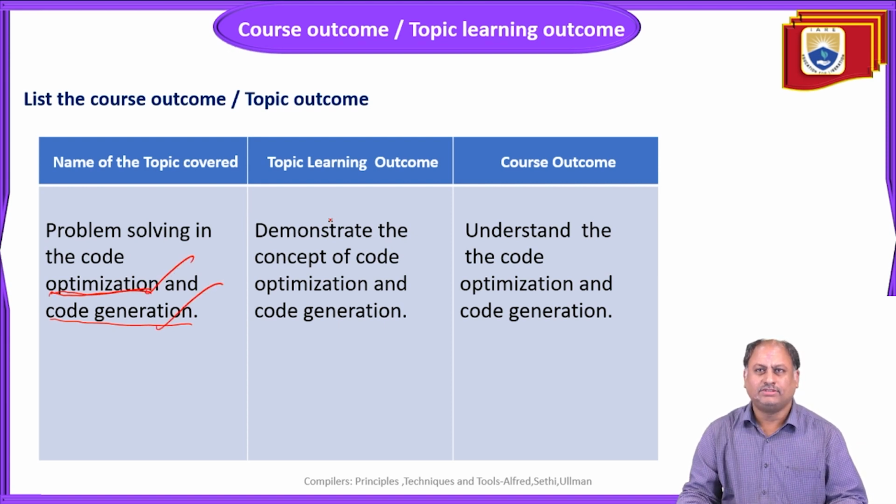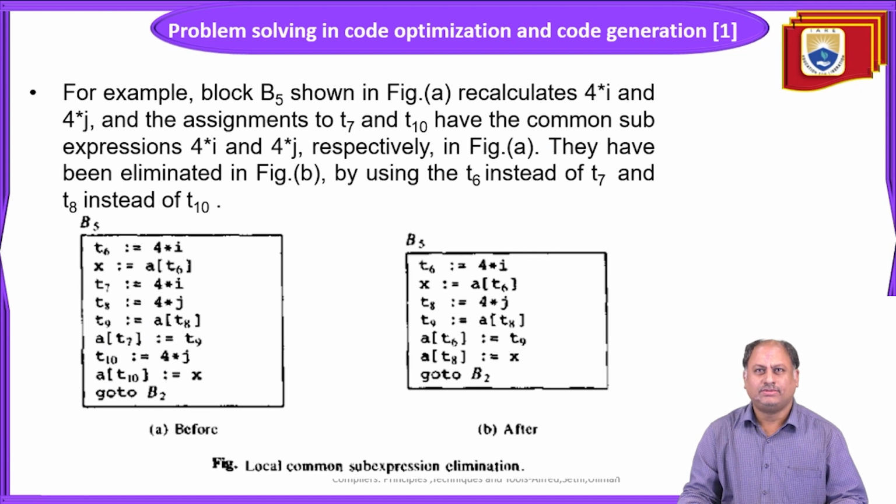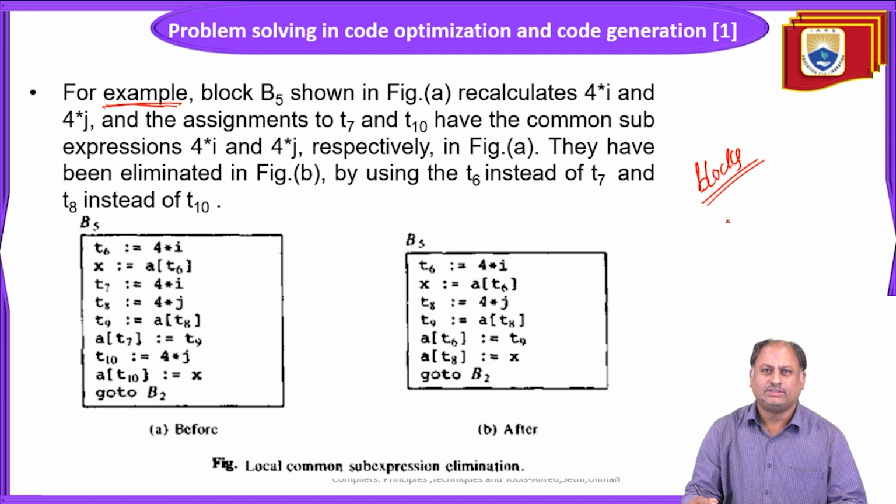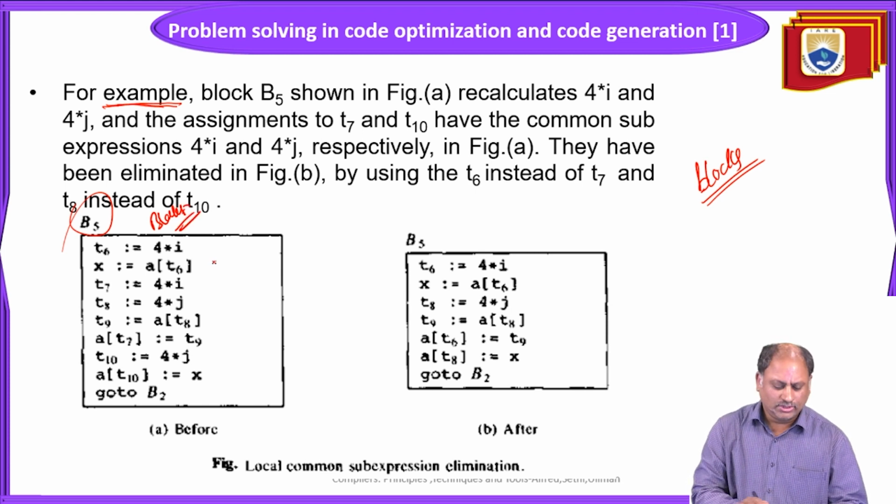Now, for example, in this example, we know that various blocks of information are kept as a series of statements. Each block maintains some set of instructions or lines of code. Say here that is B5, block 5. In this block 5, we calculate 4 star I as an assignment statement, that is T6. Once again T7, T6 calculating 4 star I.